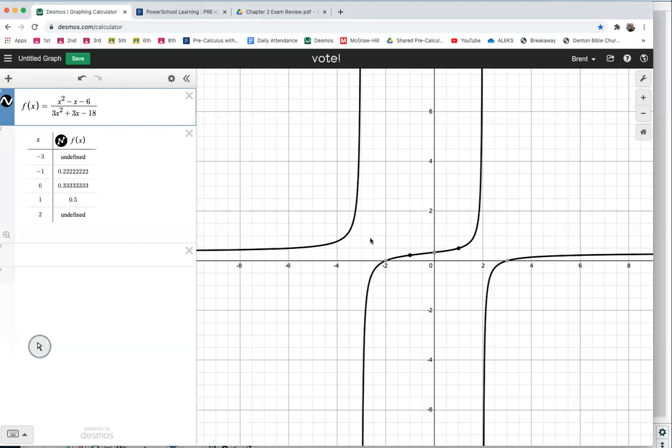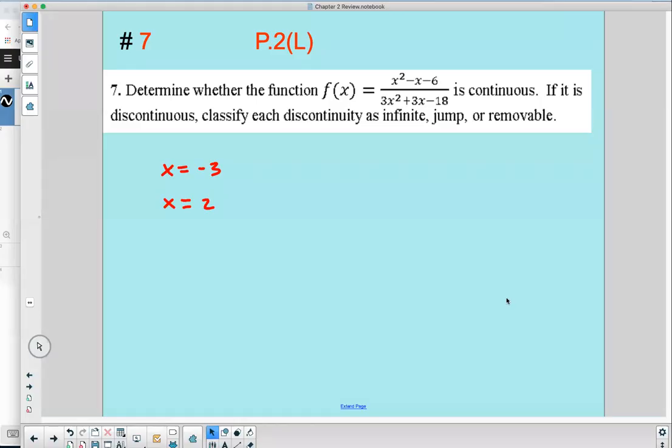What type of breaks are they? If the graph breaks and goes to infinity, it's discontinuous. What kind of discontinuities are they when they go to infinity? Are they infinite, jump, or removable? They're infinite breaks. So we call both of these infinite discontinuities.